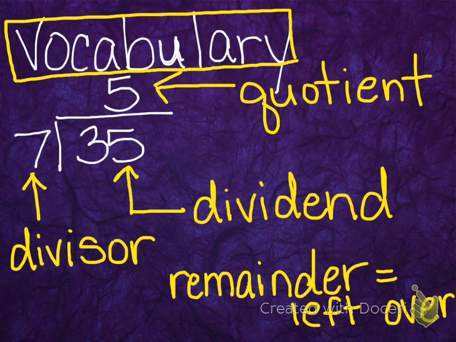When we set up a division problem, the number that is inside the box is the dividend, and the number on the outside is called the divisor. Your actual answer to a division problem is called the quotient, and anytime we have anything left over after we are done dividing and we can't divide anymore, we have what is called a remainder.